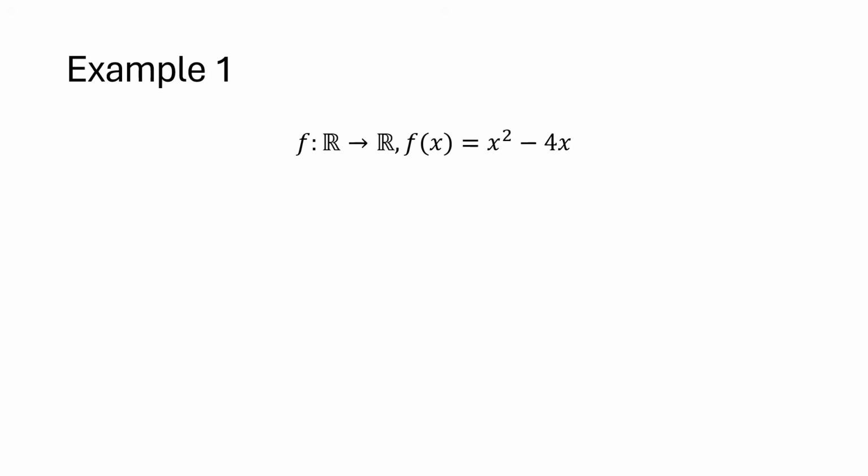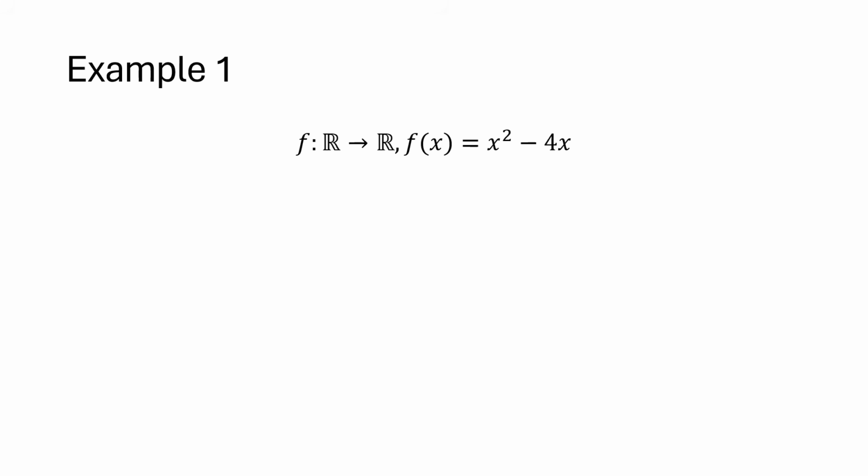For our first example, we have a function from R to R, defined by f of x equals x squared minus 4x. This is a parabola. It is upward facing. It has been translated horizontally and vertically. But the question is: is this function onto or not?